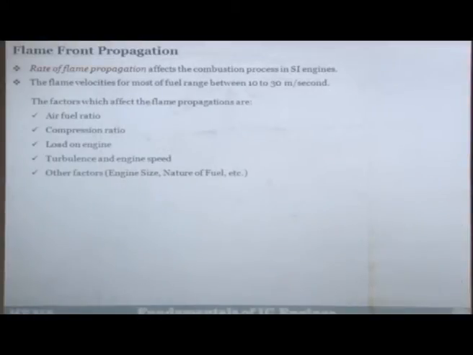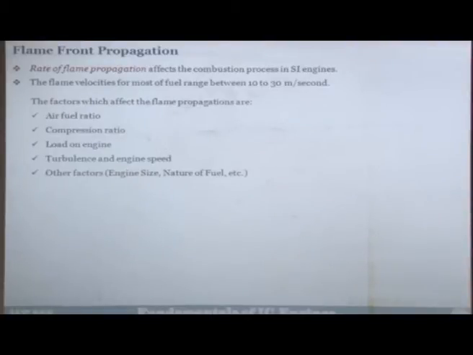Let us look at the rate of flame propagation. This affects the combustion in SI engines. Flame speed in the engine is somewhere between 10 to 30 meters per second, very fast, right. The factors which affect the flame speed and flame propagation, first is obviously the air fuel ratio. You will have a certain fuel air ratio where the flames will be fast, and then if you make it rich or lean on both sides, the flame speed will reduce.